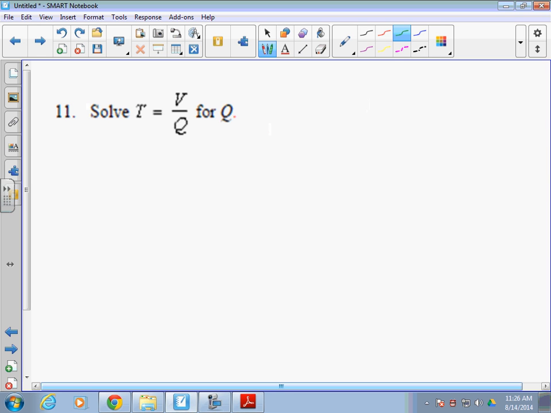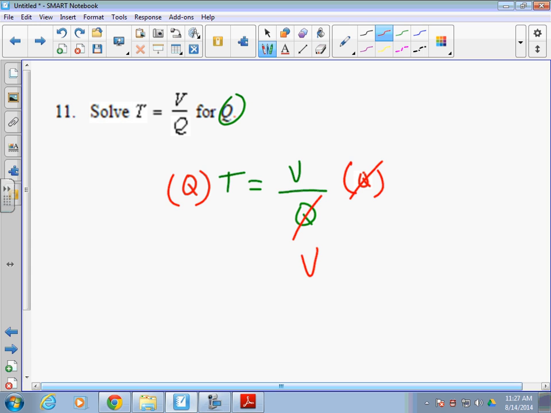Number 11 says solve T equals V over Q for Q. Okay, so what that says is T equals V divided by Q. So in order to get Q by itself, undo divide by Q by multiplying by Q. If you do it to the right, multiply by Q on the left. Notice it'll cancel on the right and leave us with just V equals Q times T.